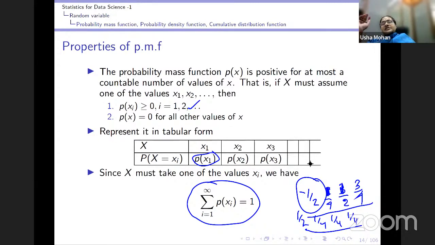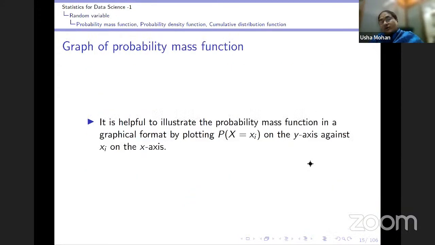So the first thing you need to check is whether the probabilities are greater than or equal to 0 and whether they add up to 1. This is how you can verify whether any given thing is a probability mass function or not.